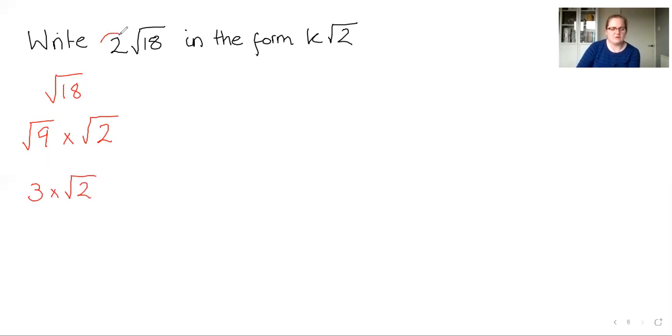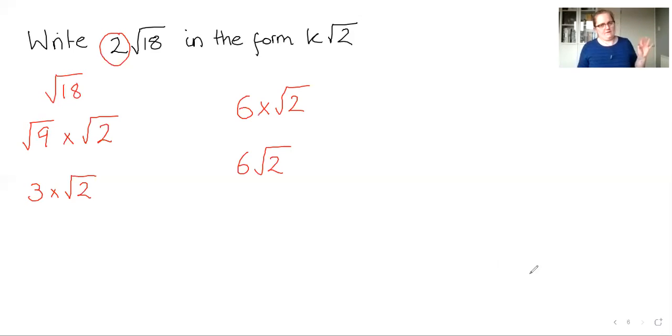And then we bring in our 2 again. So we're saying we've got 2 lots of 3 multiplied by root 2. So 2 times 3 would give you 6 multiplied by root 2. Simplify that down again, and we've got 6 root 2. I'll do a couple more. These ones are now officially A-level questions. You won't notice hardly any difference between them, but I'm just going to write a couple of them out again. And then we'll spend a bit of time at the end looking at some more A-level ones.